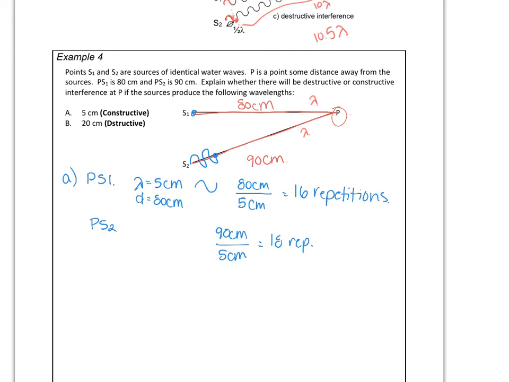Because they are both whole numbers, the wave will fit perfectly into that length and will be at the exact same position, either crest or trough, when they meet. Therefore, this is constructive.